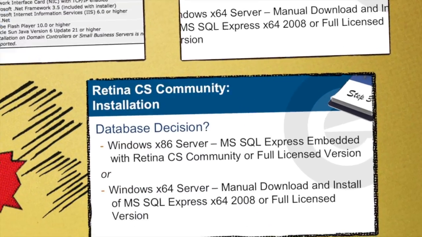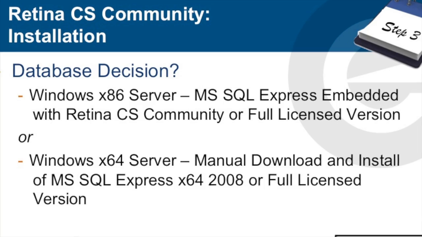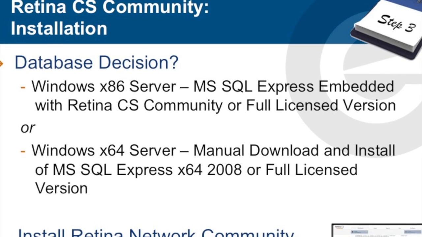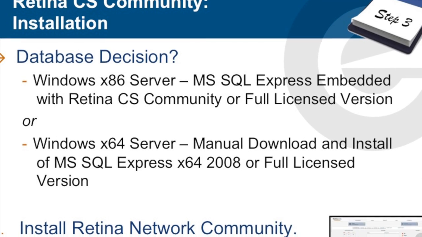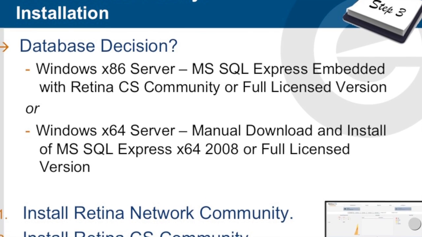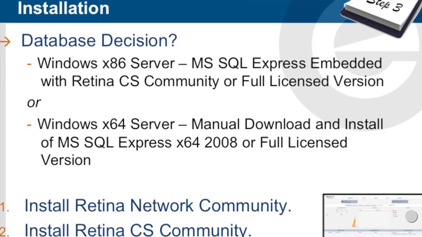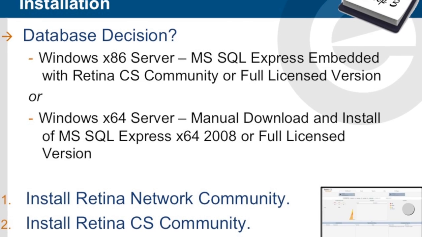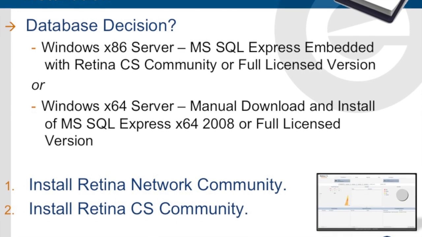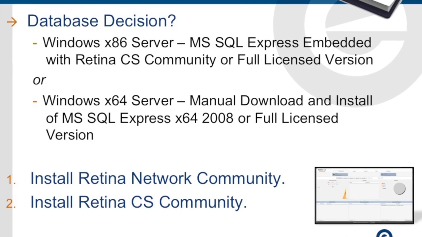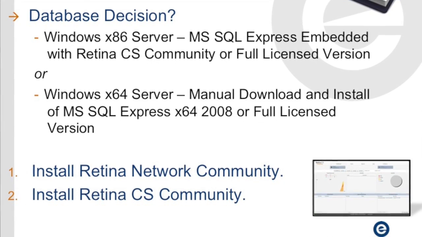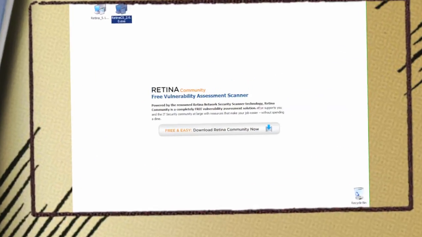Prior to installation, a decision on which Microsoft SQL database needs to be made. For 32-bit versions of the operating system, users can install the embedded version of Microsoft SQL that ships with Retina CS Community Edition or a full version installed elsewhere. For 64-bit operating systems, users must manually download and install SQL Express 2008 for 64-bit or use their own full version licensed product. Once a decision on the database has been made, please install the Retina Network Community Edition first, followed by the Retina CS Community Edition. Let's continue this demonstration with an installation of both products.